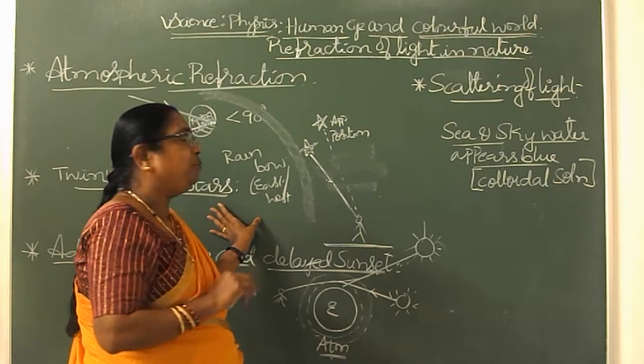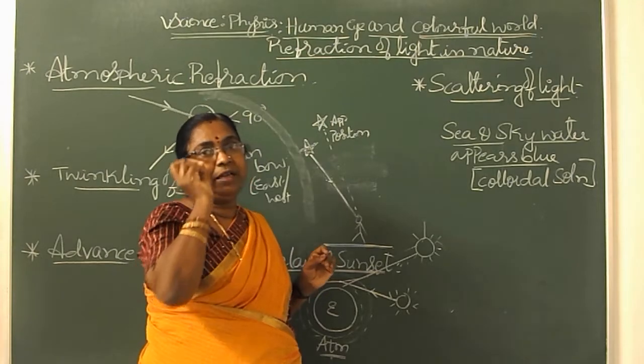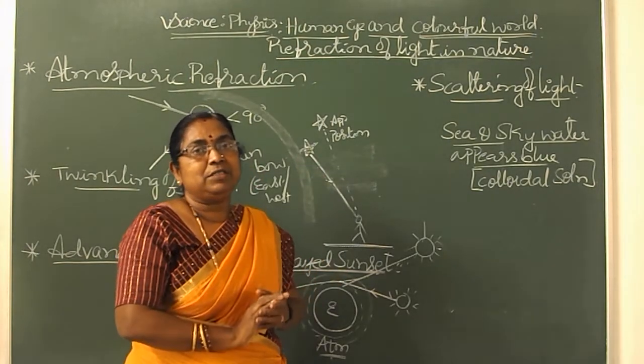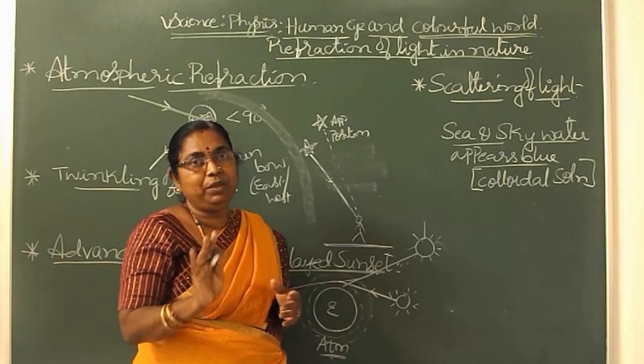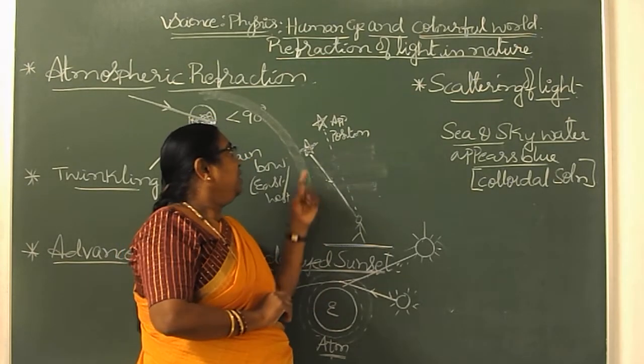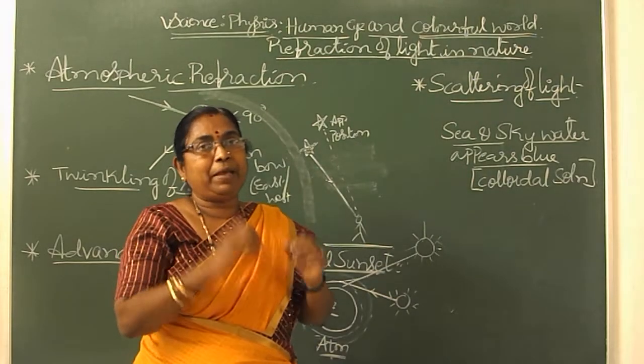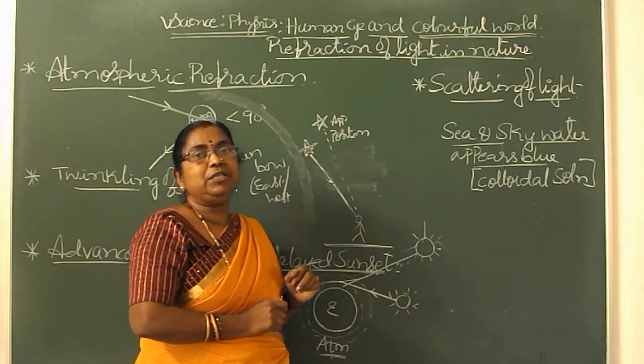Then you may get this question: why do the planets not twinkle? You all know that stars are self-luminous, whereas planets are non-luminous. It means what? Stars give out light by their own capacity because the reaction takes place inside.